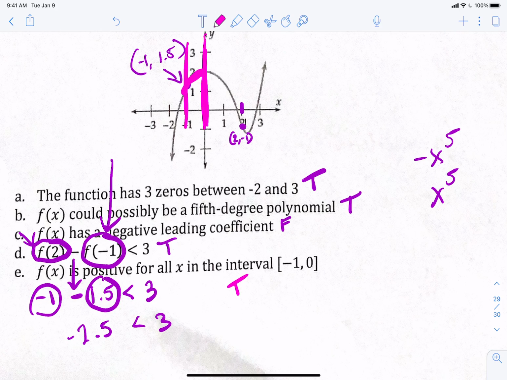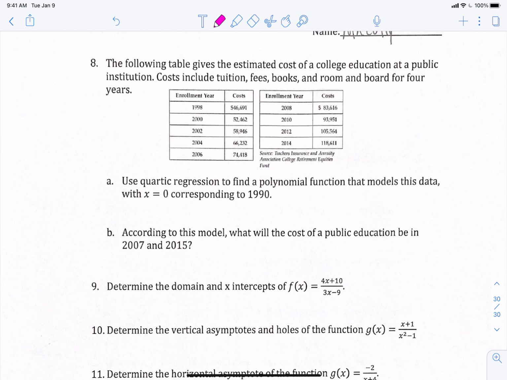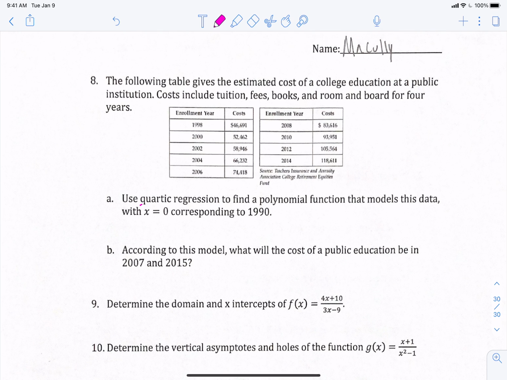Okay? Moving on. Number 8. Do you know how to do number 8? Kind of. Can you do it by yourself if I get you a start? I already started. Use a quartic regression. I just didn't know how to do B. You're going to need your graphing calculator. Quartic regression. What degree is quartic? X to the 4th power, right? So your equation is going to be x to the 4th power, blah, blah, blah.